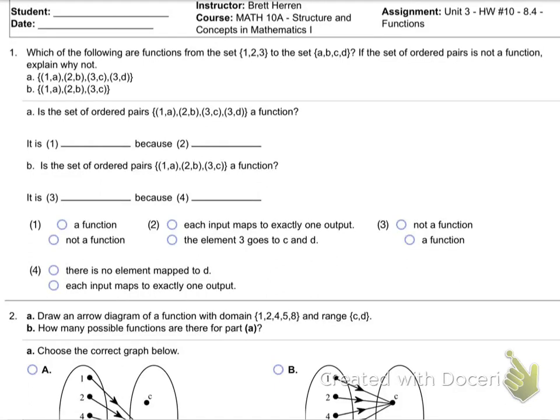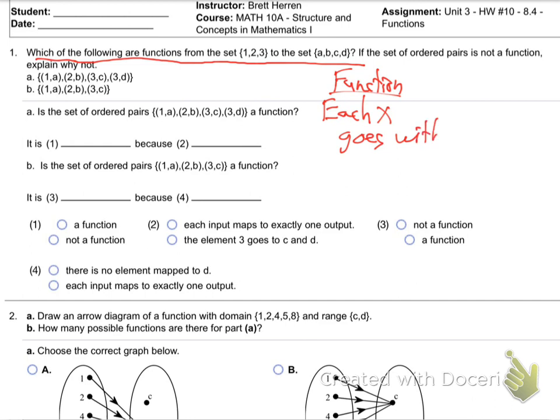Okay, so here's homework number 10, the last homework. Explain which of the following are functions. What does it mean to be a function? A function, each x goes with only one y, not two y's. So, probably it's best to show, so that's what a function is.